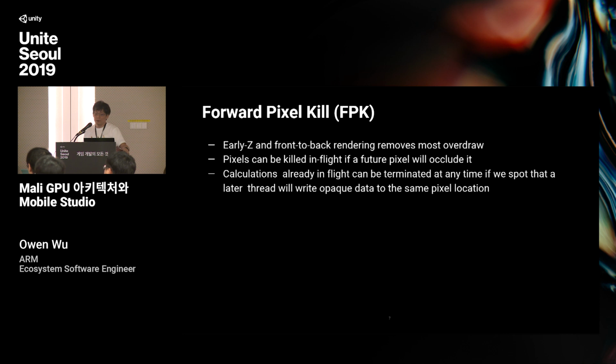The other new feature I want to mention is forward pixel kill. Although using early Z and front-to-back rendering can remove most overdraw, FPK can kill a pixel thread in flight if we find the pixel will be occluded by other pixels. So a calculation thread already in flight can be terminated at any time if we spot that a later thread will write opaque data to the same pixel location.